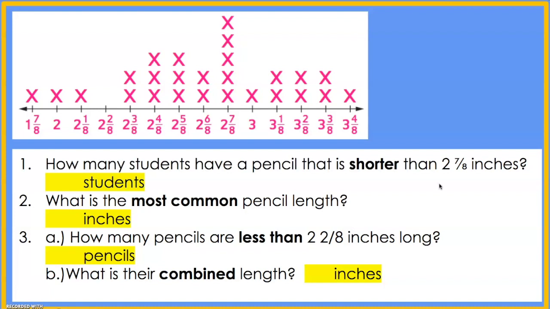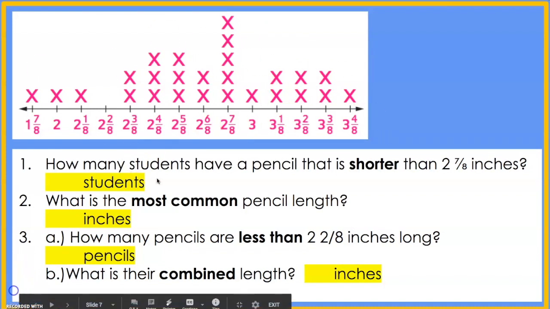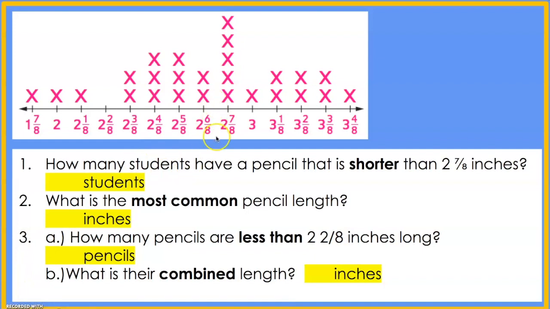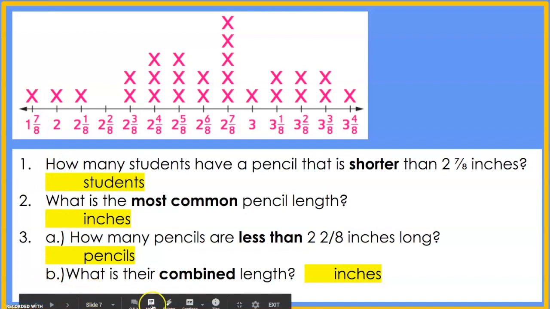Take a moment and pause your video and analyze the chart to help you answer this question. Great job. So you knew that you wanted to look at all of the data that was less than 2 7/8. So let's go ahead and count those points. 1, 2, 3, 4, 5, 6, 7, 8, 9, 10, 11, 12, 13. So there were 13 students that had pencils that were shorter than 2 7/8 inches.